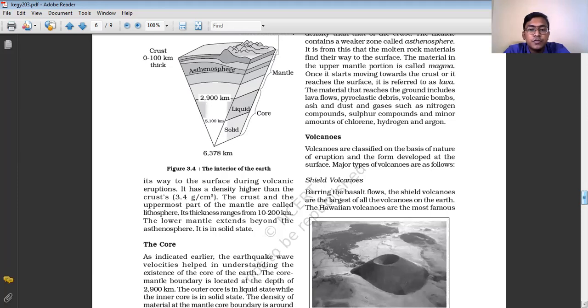The next portion which we are going to discuss is about the different types of volcanoes.